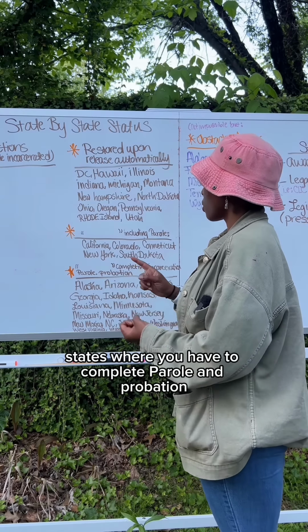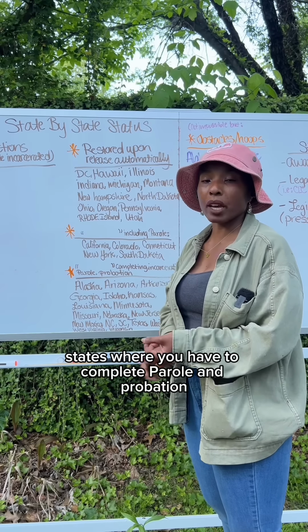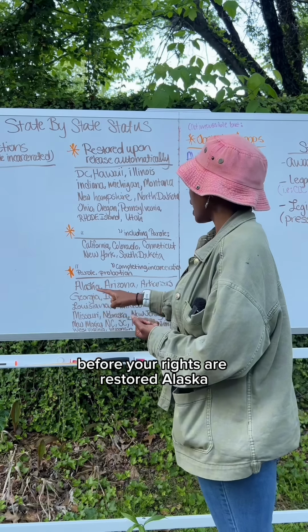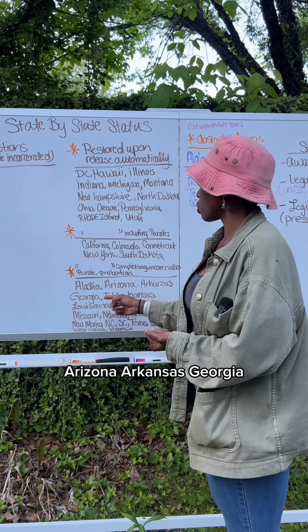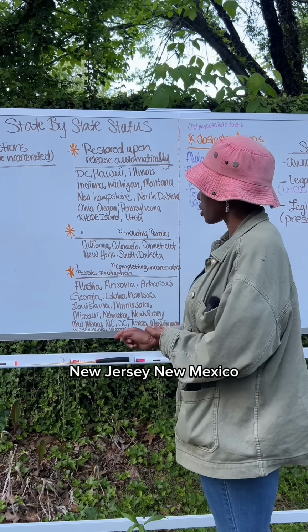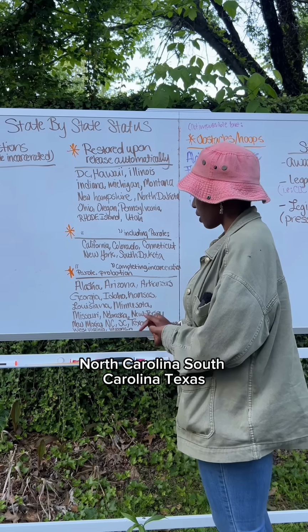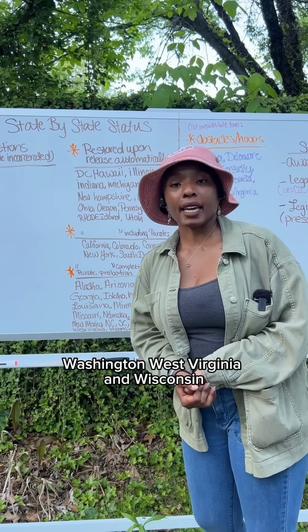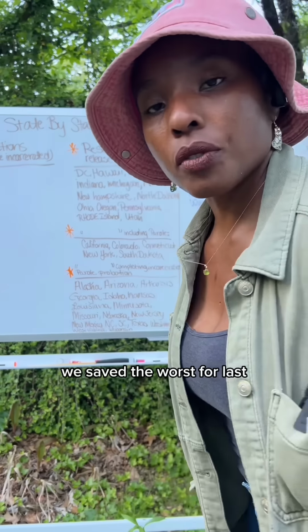States where you have to complete parole and probation and any other conditions of your release before your rights are restored: Alaska, Arizona, Arkansas, Georgia, Idaho, Kansas, Louisiana, Minnesota, Missouri, Nebraska, New Jersey, New Mexico, North Carolina, South Carolina, Texas, Washington, West Virginia, and Wisconsin. We saved the worst for last.